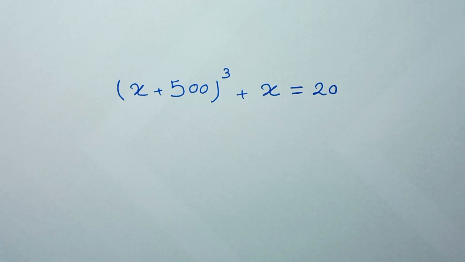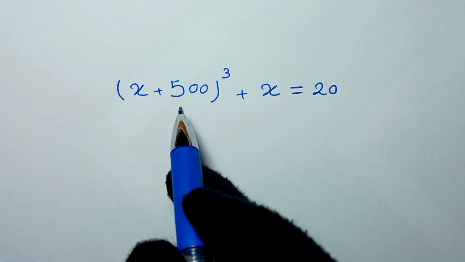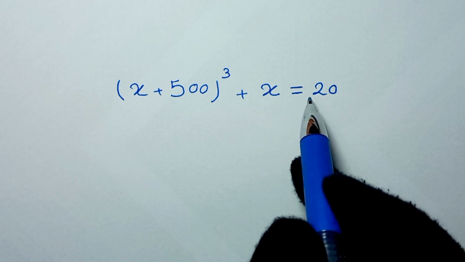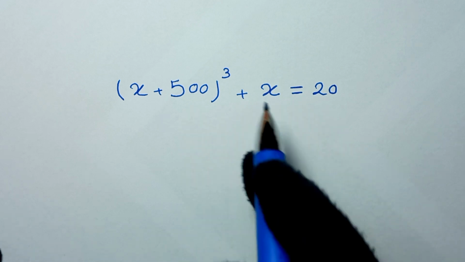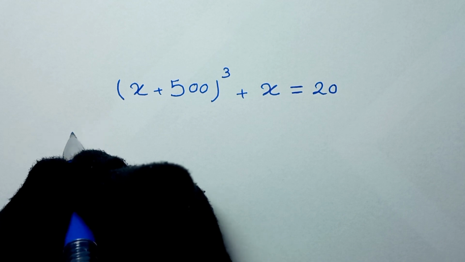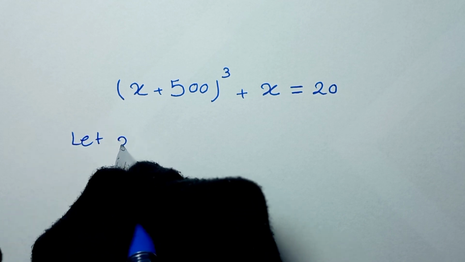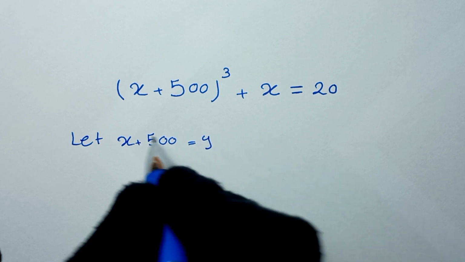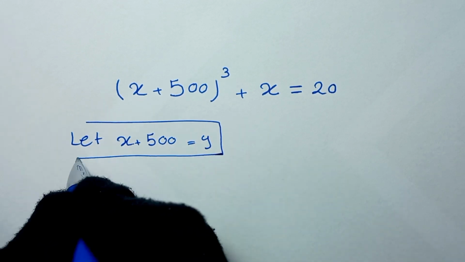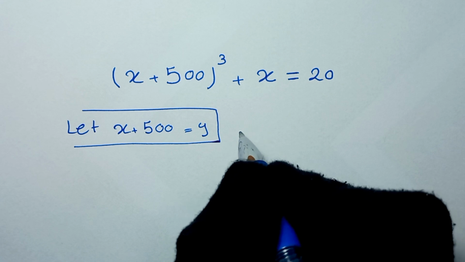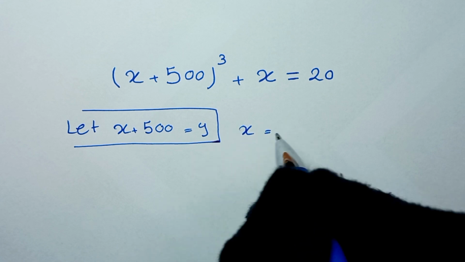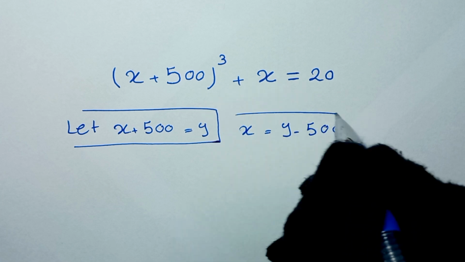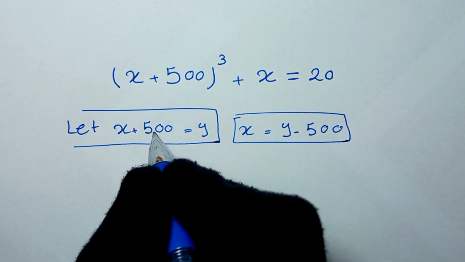Hello my friends, you're welcome to solve this math problem, which is (x plus 500) to the power of 3 plus x is equal to 20. Find the values of x. In the first step, we let x plus 500 be y. So from here, x is equal to y minus 500, right? We take this 500 to this side.